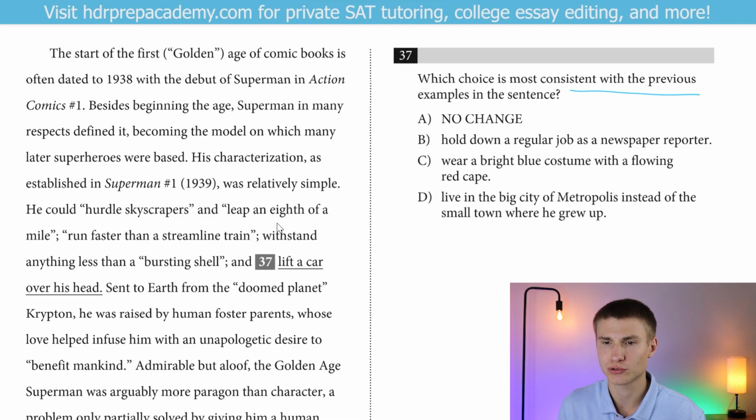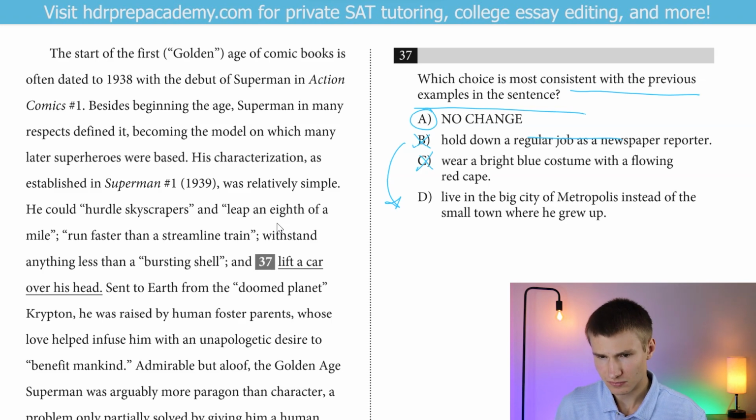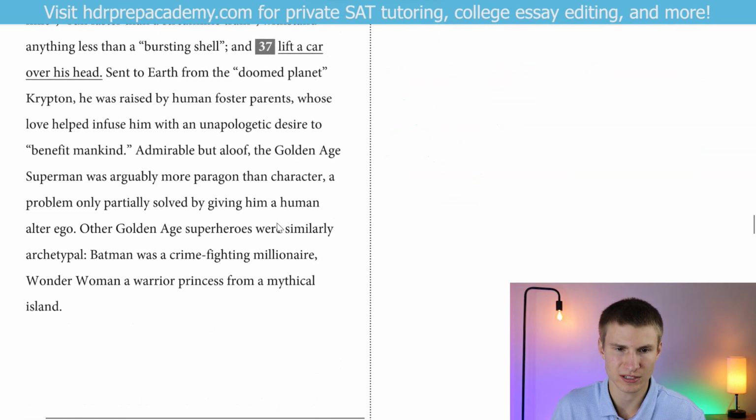Now, at this point, we're asked for which choice is most consistent with the previous examples. We see that that's going to be no change. Why? Because it's showing that same sort of superhero characteristics as far as superpowers, right? If we take a look at B through D, none of them show that. We have B, hold down a regular job. That's not consistent with the previous examples. C, wear a bright blue costume with a flowing red cape. No, we want to focus on those superhuman abilities. And then we have D, live in the big city metropolis instead of a small town where he grew up, also not showing that superhuman capability.